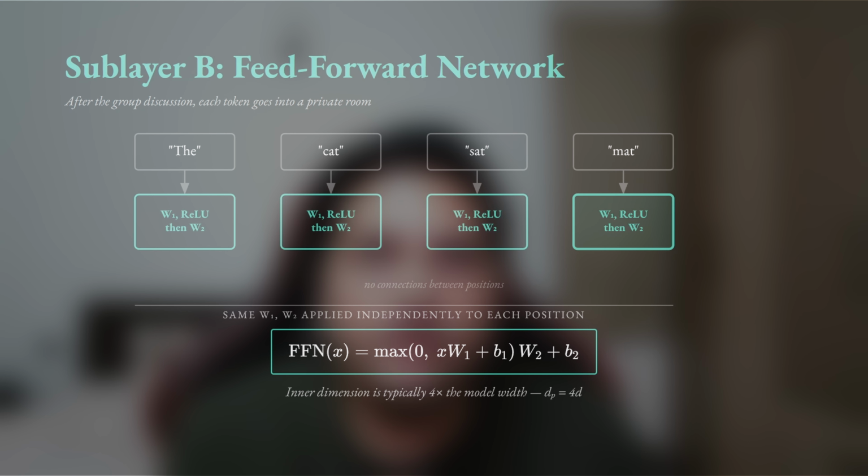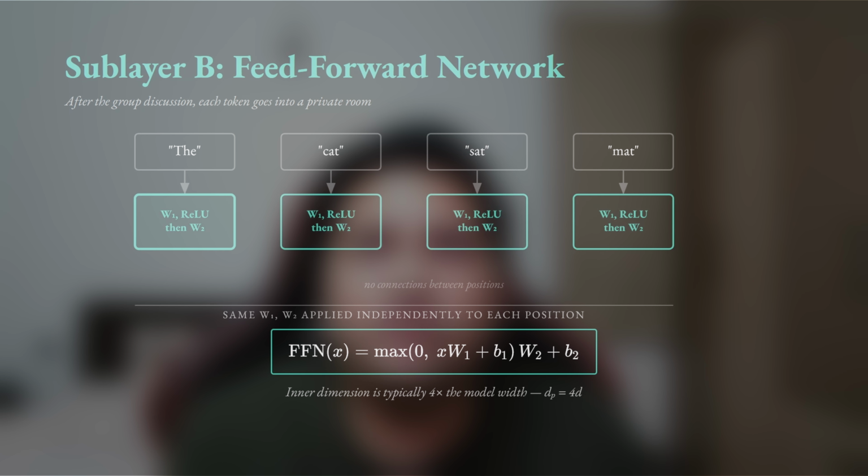The formula that you see here is FFN of x equals max of 0 and x times W1 plus b1, all multiplied by W2 plus b2. This is a two-layer neural network with a ReLU activation between the layers. X times W1 plus b1 is the first linear transformation. It expands the token vector into a higher dimensional space. The max of 0 is the activation function, which sets any negative value to 0 and introduces a non-linearity. Then W2 plus b2 projects the result back down to the original dimension.